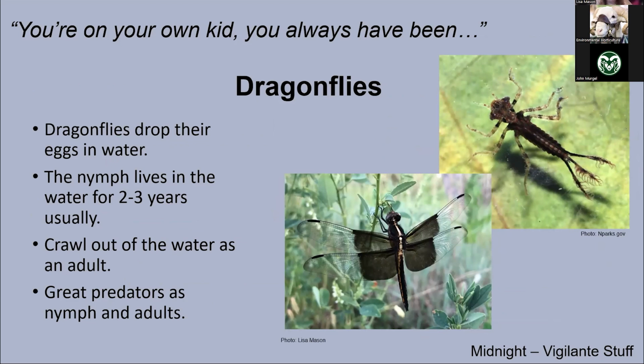Because the female dragonflies drop the eggs into the water, a pond or a stream, and then the female does her own thing. And those dragonfly nymphs are on their own for 2 to 3 years underwater. And they are great hunters. They actually have a jet propulsion mechanism on the tip of their abdomen, so they can zoom through the water and hunt for their prey.